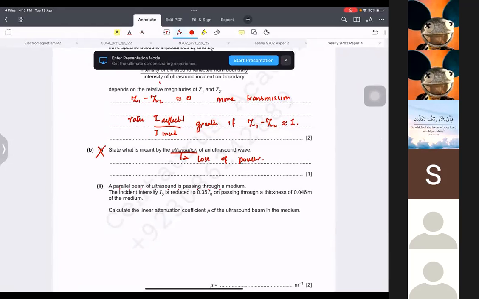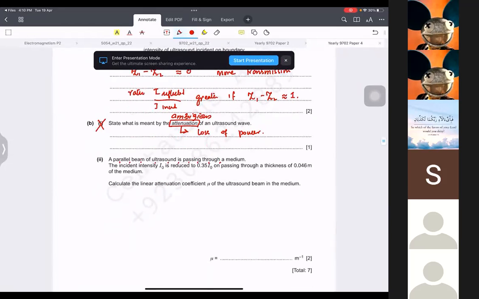A parallel beam, I'm not very sure about whether they're going to give you this or not. So this is ambiguous, right? And you should write it down still. Okay. The parallel beam of intensity I is reduced to this after passing through a thickness of this. I equals I naught e to the minus mu x. So I is 0.35 I naught. This is just I naught times e to the minus mu x, and this is 0.046. This cancels out. ln 0.35 equals minus.